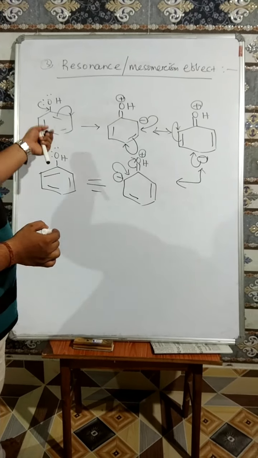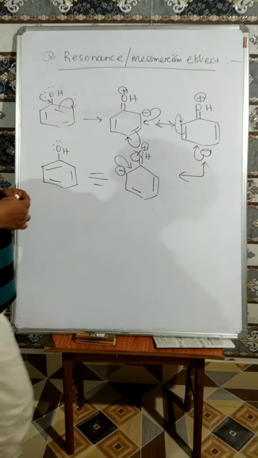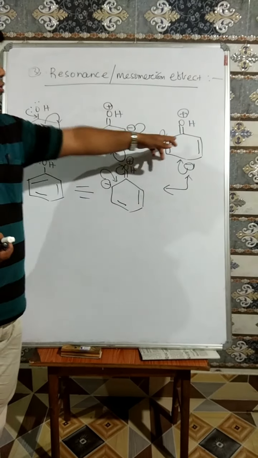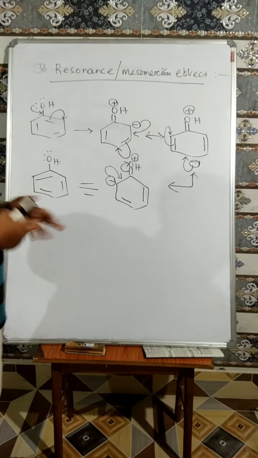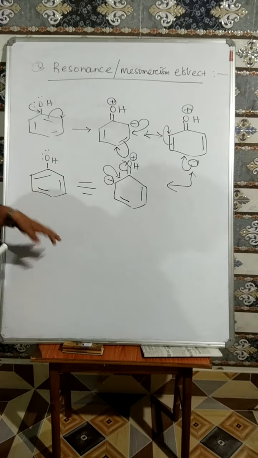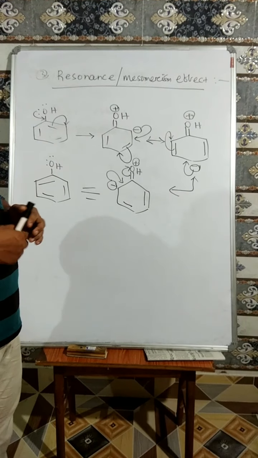So you see in phenol, these resonating structures can be obtained when we shift or delocalize the pi electrons in a cyclic way in the phenyl ring. These structures are called resonating structures, contributing structures or canonical structures, and the original structure of the compound is called the resonance hybrid.